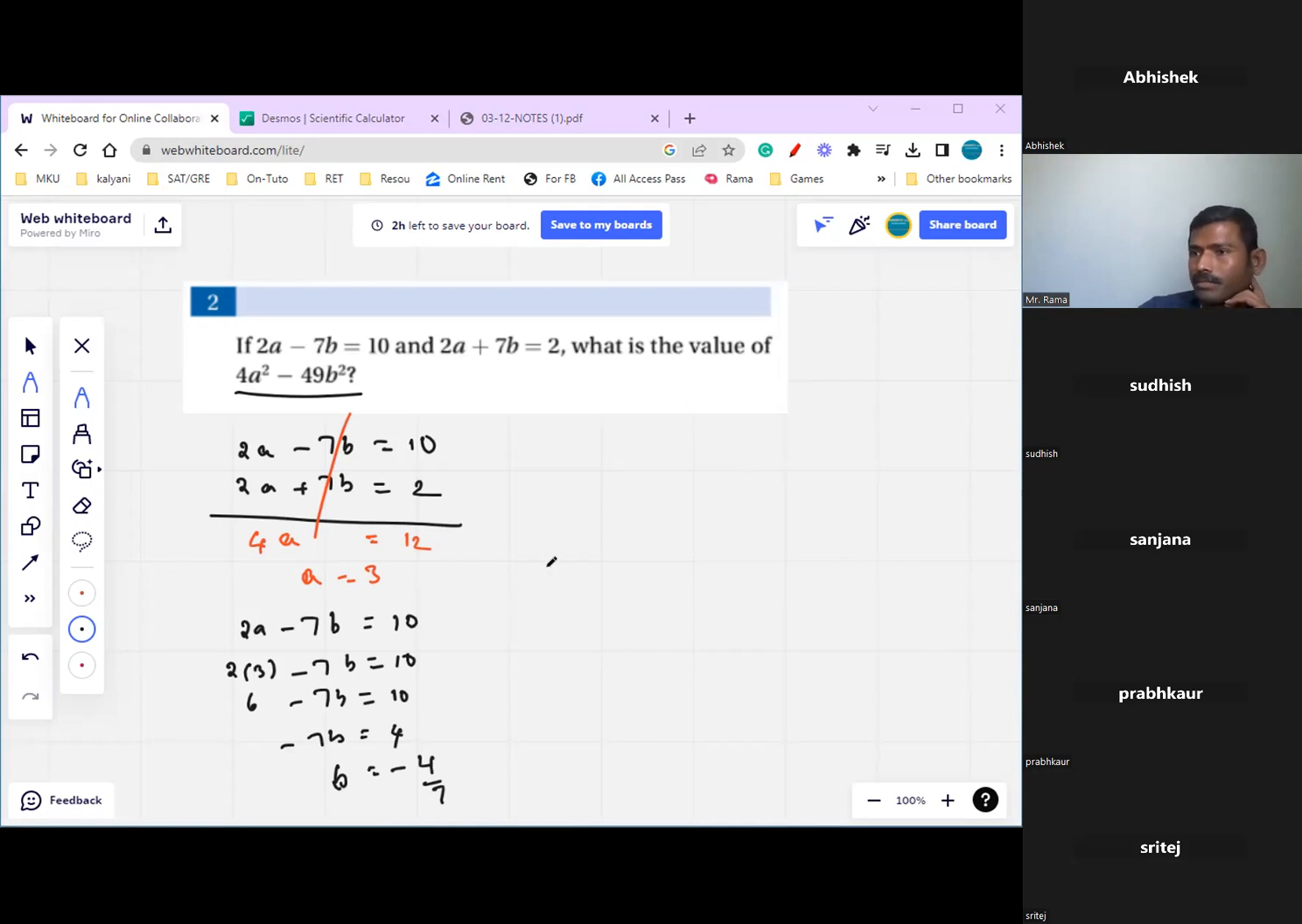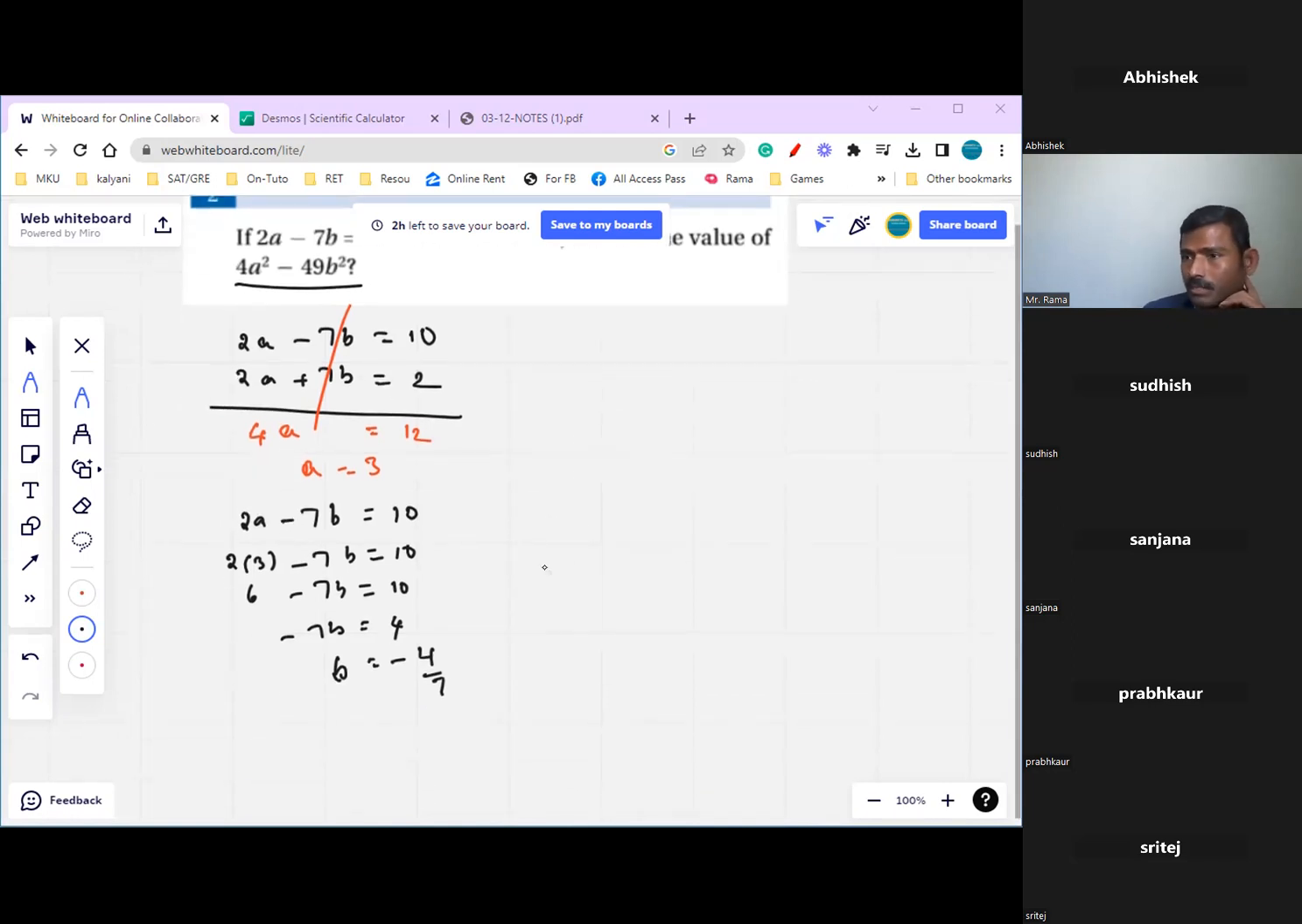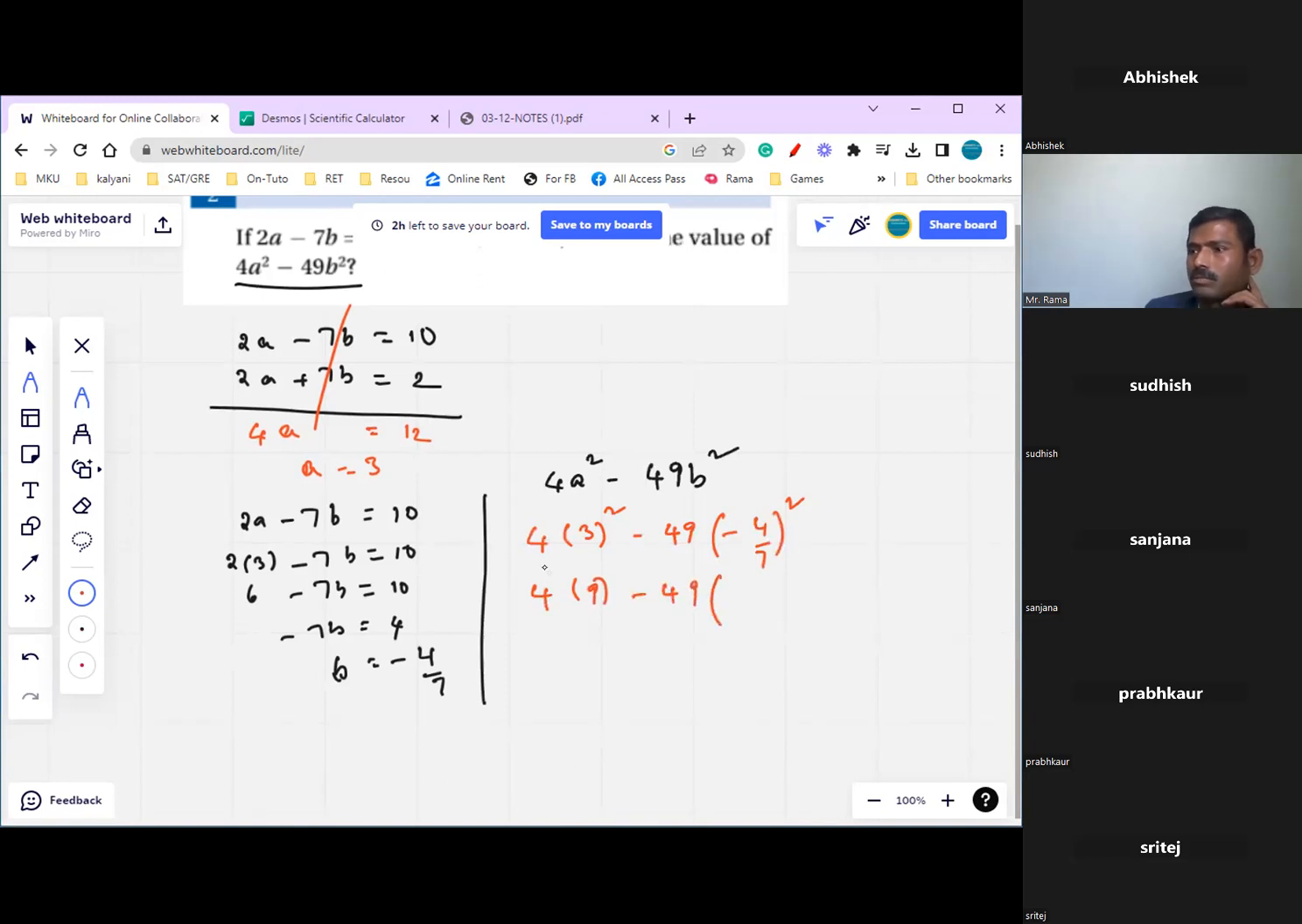So once you get the b value, what you normally do is take 4a squared minus 49b squared, and you plug in these numbers. So it's going to be 4 times a, which is 3 squared, minus 49 times b, which is negative 4 over 7 squared. And then it's going to be a lot of math, right? This is what we normally teach in school. So 36 minus 16, you end up with 20.